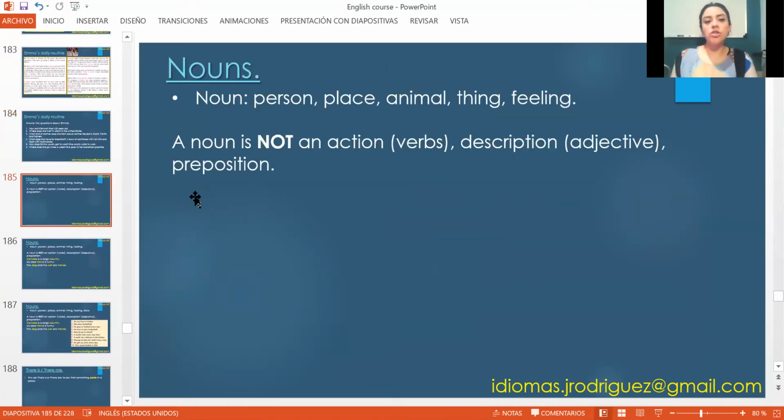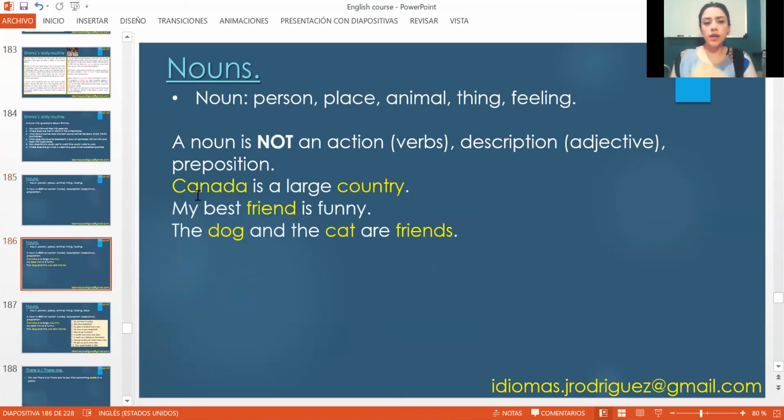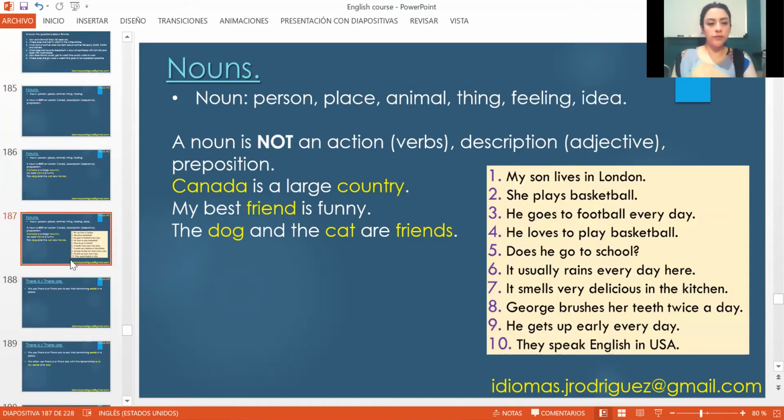Okay, first, we checked what was a noun, right? A noun is a person, a place, an animal, a thing, or a feeling. Not an action. Actions are verbs. Not a description. Descriptions are adjectives, and not a preposition. Also, we checked some examples. For example, here, the first sentence, Canada and country are the nouns, los sustantivos, right? Friend is a noun, dog is a noun, cat is a noun, and friends. We have singular or plural nouns. We continue here.